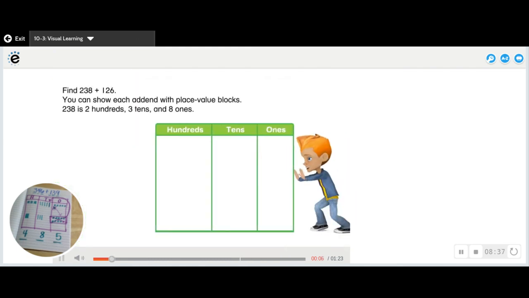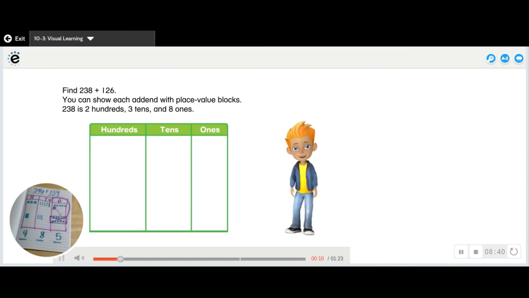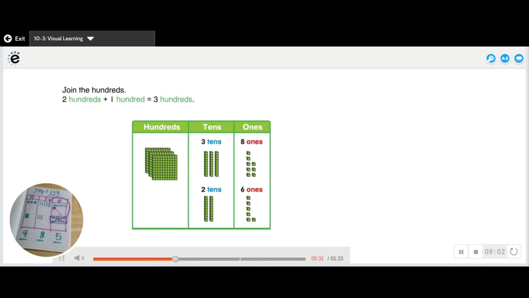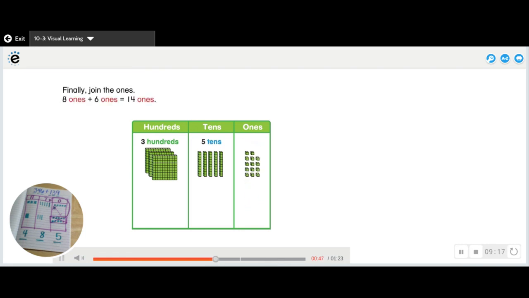Find 238 plus 126. You can show each addend with place value blocks. 238 is 2 hundreds, 3 tens, and 8 ones. 126 is 100, 2 tens, and 6 ones. Join the hundreds. 2 hundreds plus 100 equals 3 hundreds. Join the tens. 3 tens plus 2 tens equals 5 tens. Finally, join the ones. 8 ones plus 6 ones equals 14 ones.